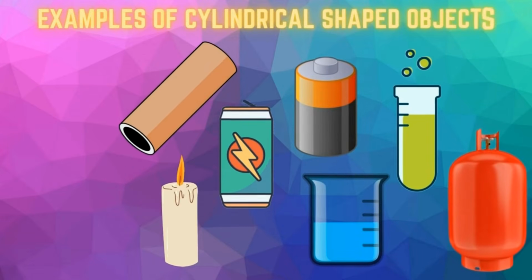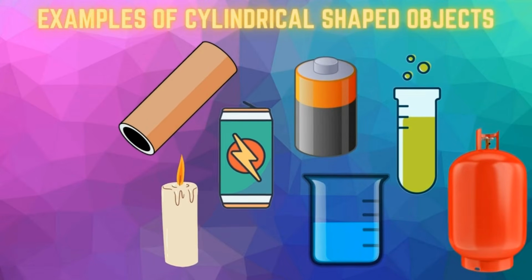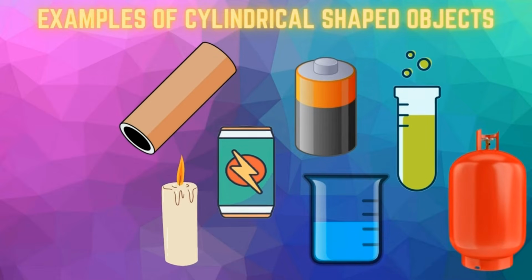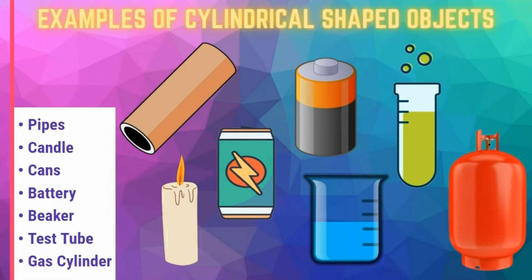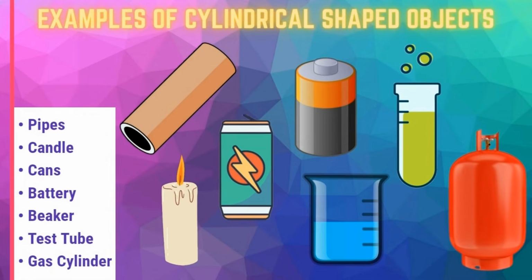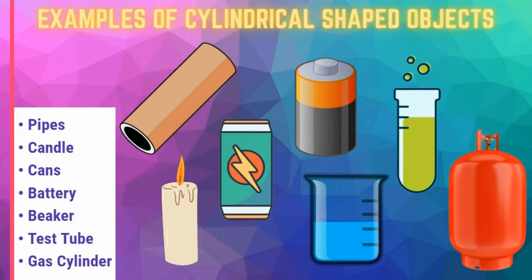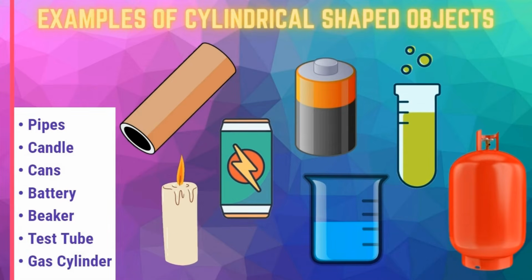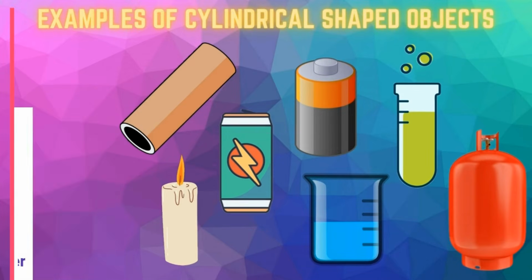Let's see a few examples of cylindrical shaped objects. They are pipes, candle, cold drink cans, battery, beaker, test tube, gas cylinder, etc.